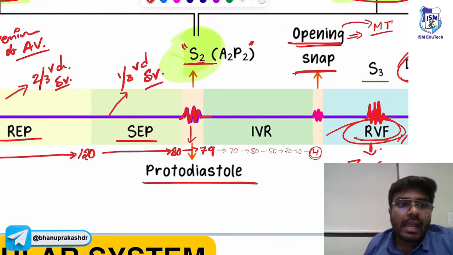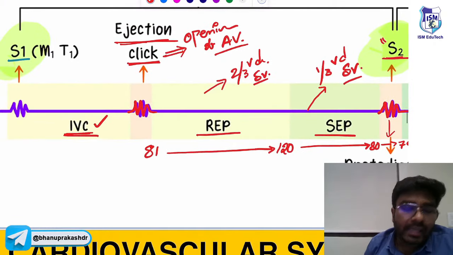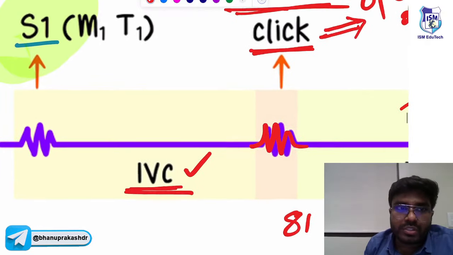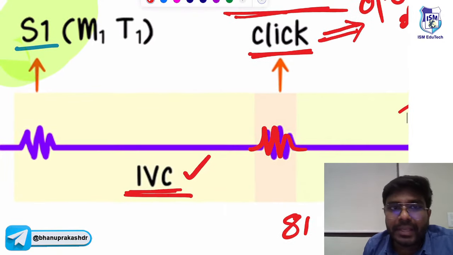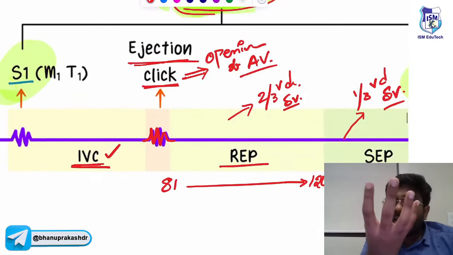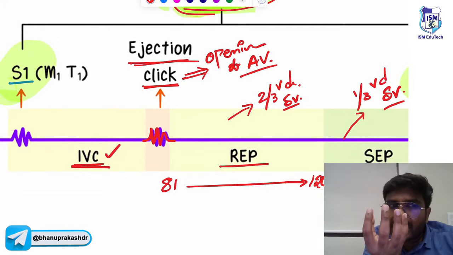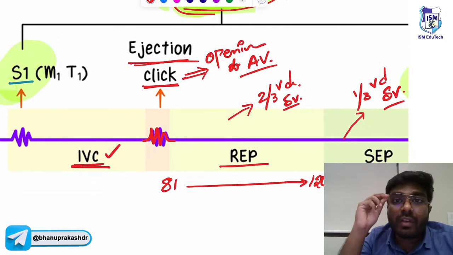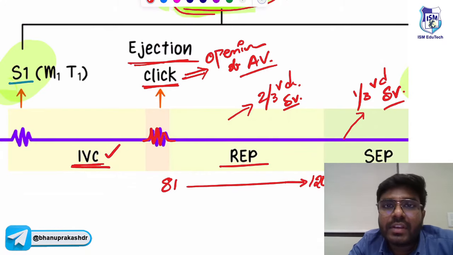And during which phase are the mitral valve and tricuspid valve, M1, T1, closed? In the beginning of isovolumetric contraction. When the ventricle started to contract, immediately the mitral valve and tricuspid valve are closed, creating the S1 heart sound.